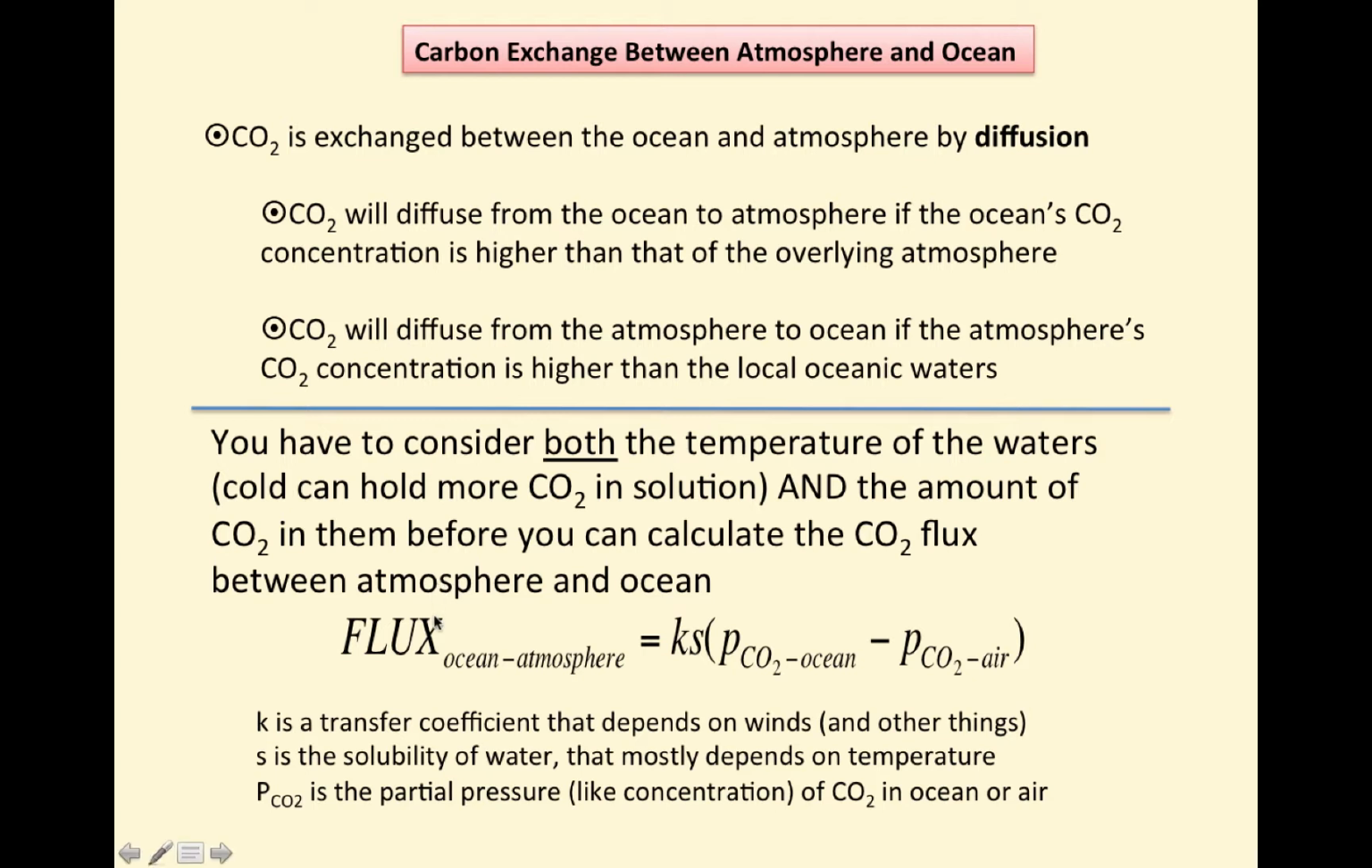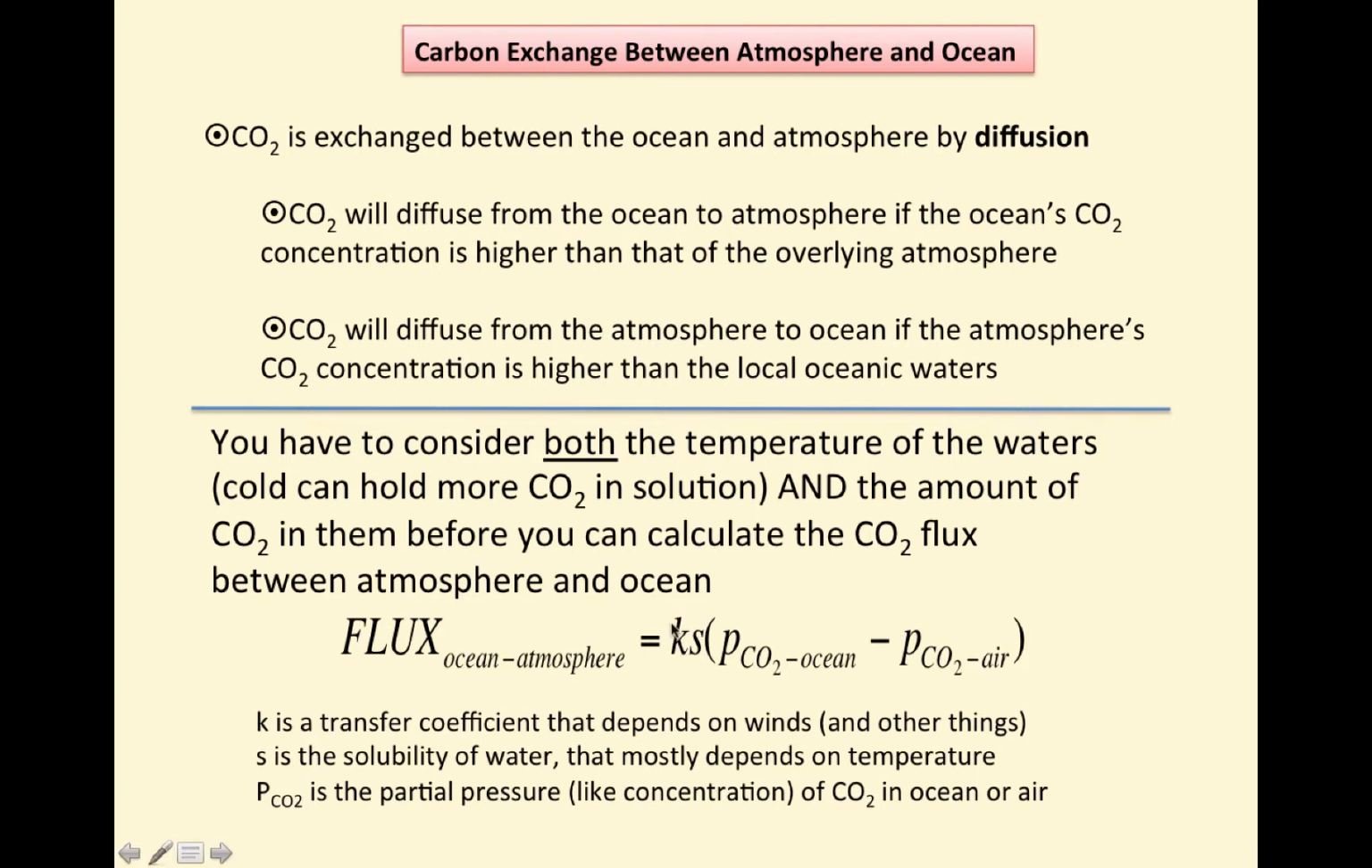One equation that summarizes this is that the flux between the atmosphere and the ocean is equal to some transfer coefficient, K, which depends on a number of things, but also depends on winds, times the solubility of water, S, times the difference in partial pressures of CO2 in the ocean and the air.